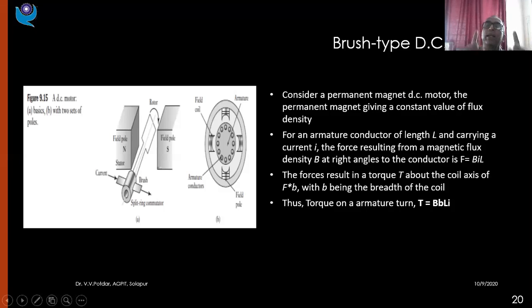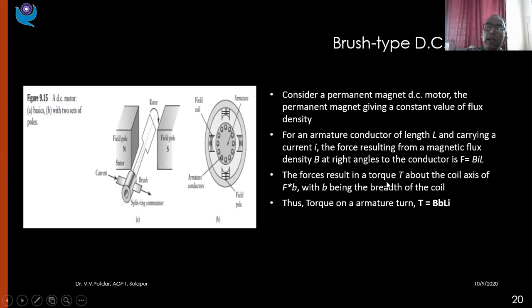So this is at right angles to the conductor. This is the conductor line. At right angles, one is upwards, one is downwards. At right angles to the conductor, the force F is equal to the magnetic flux density B into current I into length L. Sorry, L is the length of the conductor. So BIL is the force that is developed on the coil.